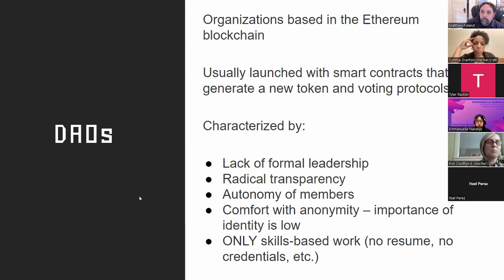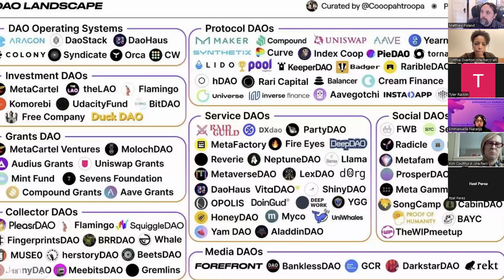They basically are rebuilding organizations from the ground up on blockchain, in Web3. So these are just a few of the DAOs that exist now. There's around 5,000 of them right now. And most of them started in the last year and a half or two. Just to give you an idea of the broad scope of what they do.